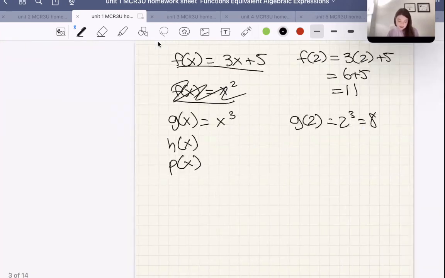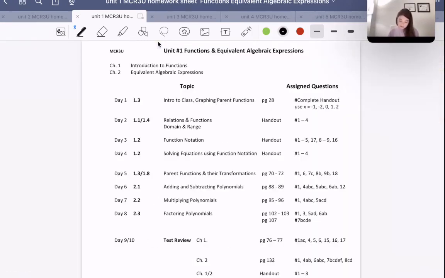And I do have some suggested practice problems for this, and they include the questions from the handout for function notation that are here. So I do recommend completing that handout. There's also this handout about solving equations using function notation. So do give those a try. Those are some of the suggested problems.